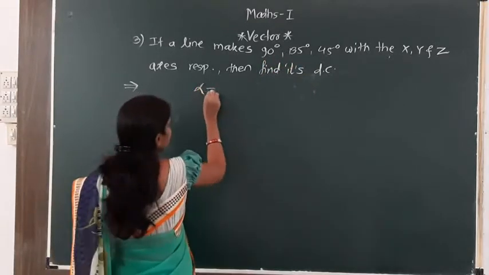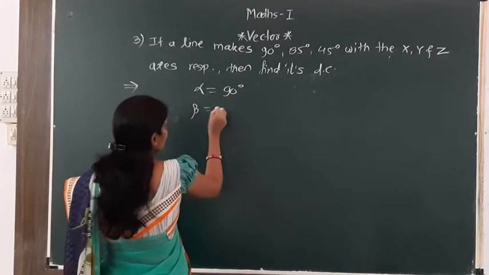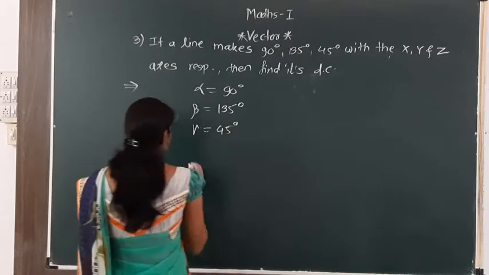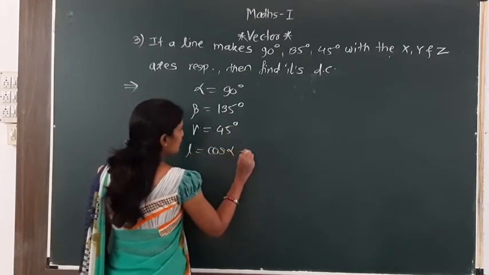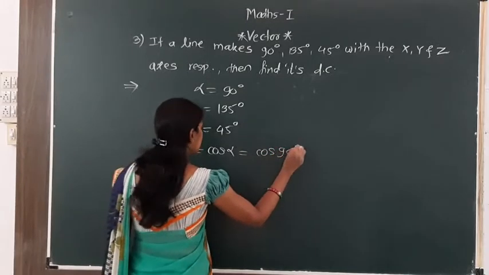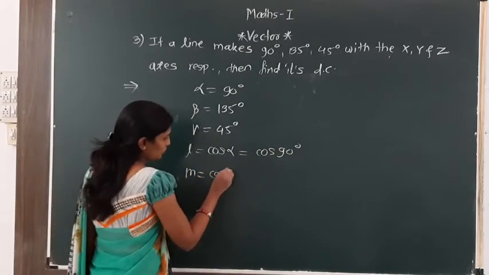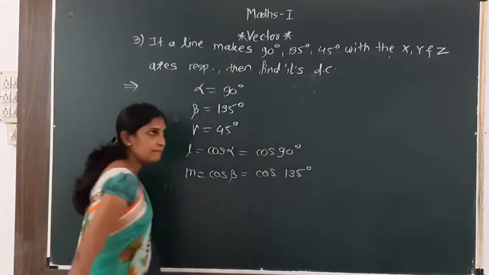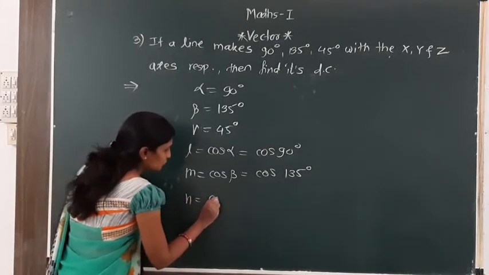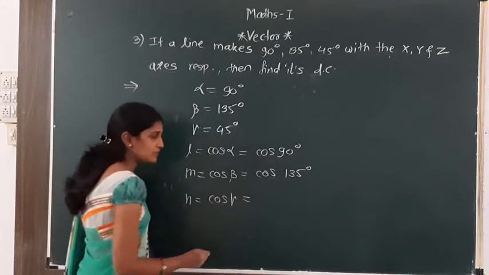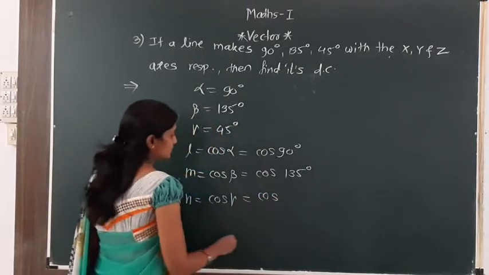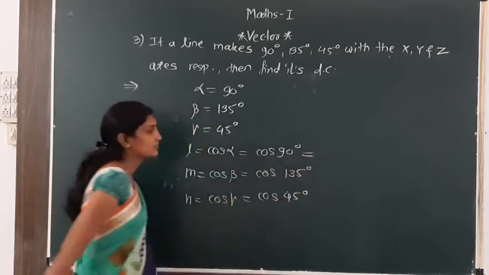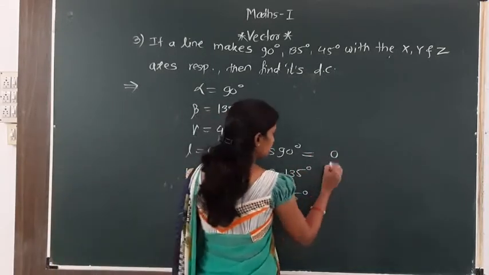What is alpha? Alpha is equal to 90 degrees, beta is equal to 135 degrees and gamma is equal to 45. So L is equal to cos alpha, which is equal to cos 90 degrees, M is equal to cos beta, which is equal to cos 135 degrees, and N is equal to cos gamma, which is equal to cos 45 degrees. So what is cos 90 degrees? It is 0.